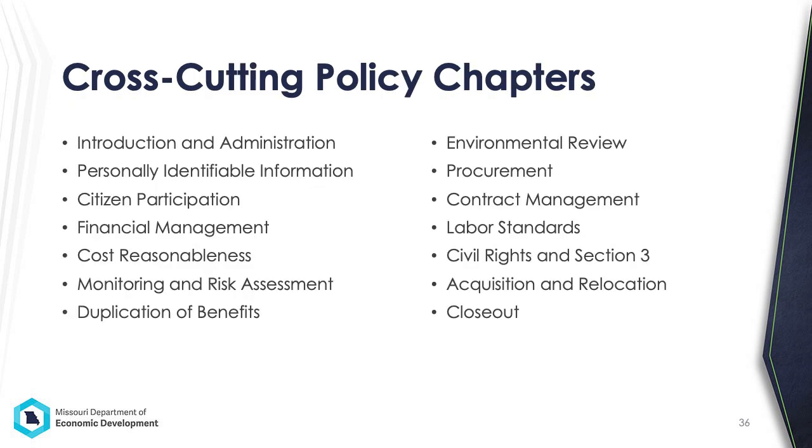For the administrative manual, we first have our cross-cutting chapters that apply to all projects. We will provide sessions on almost all these chapters throughout the week. This includes introduction and administration, personally identifiable information, citizen participation, financial management, cost reasonableness, monitoring and risk assessment, duplication of benefits, environmental review, procurement and contract management, labor standards, civil rights in Section 3, acquisition and relocation, and closeout.